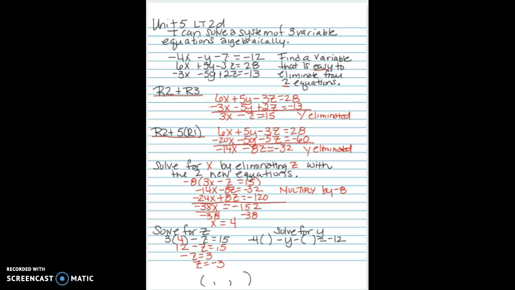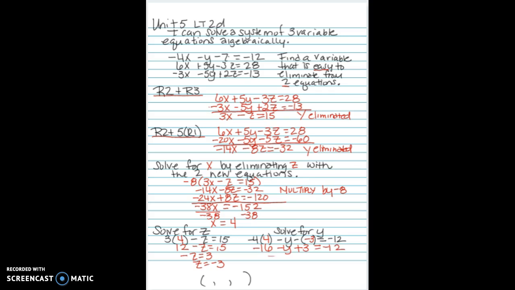I have chosen to use the first one. So I'm going to substitute 4 in place of the x, and I'm going to substitute negative 3 in place of the z. So negative 4 times 4 minus y minus negative 3 equals negative 12. Of course, negative 4 times 4 is negative 16, minus y. Negative 3 is plus 3 equals negative 12.